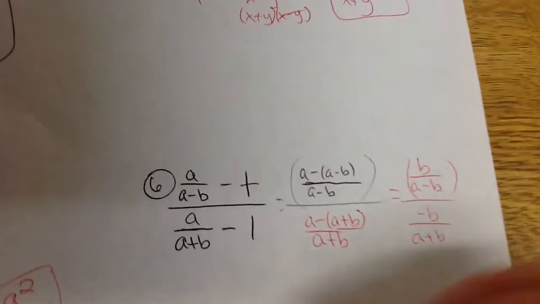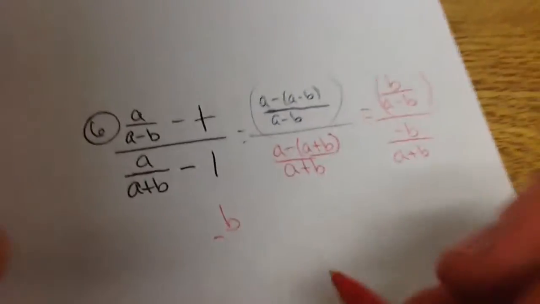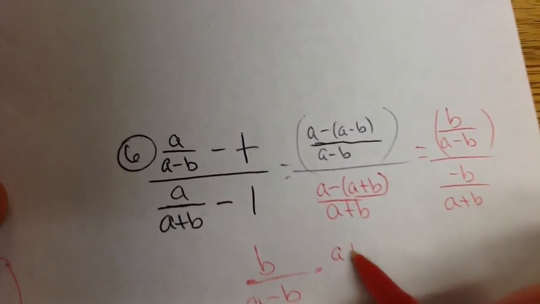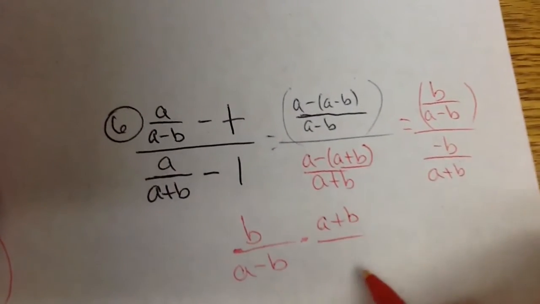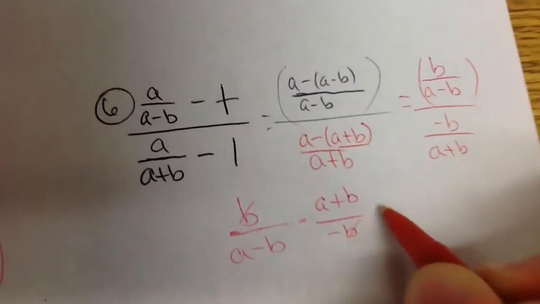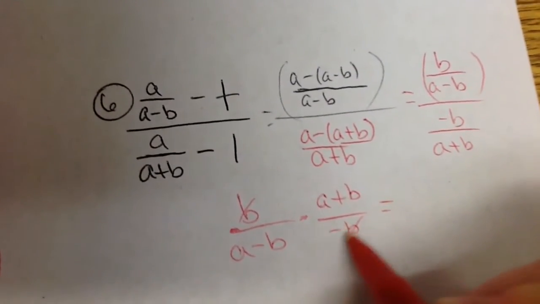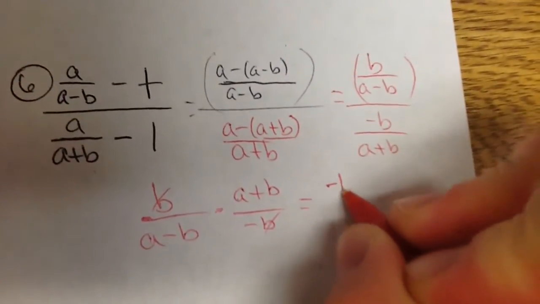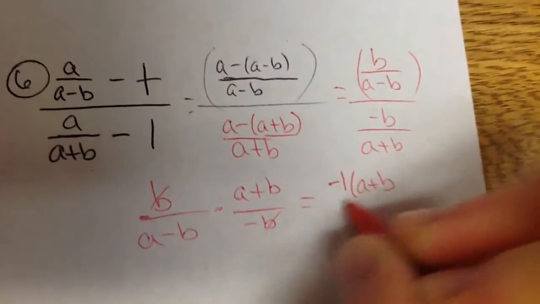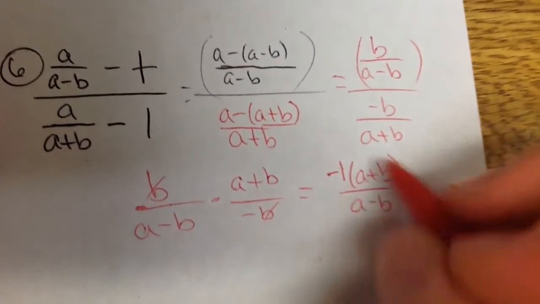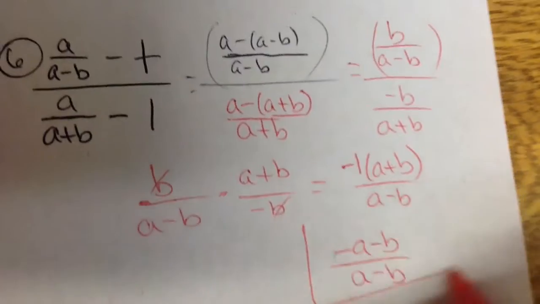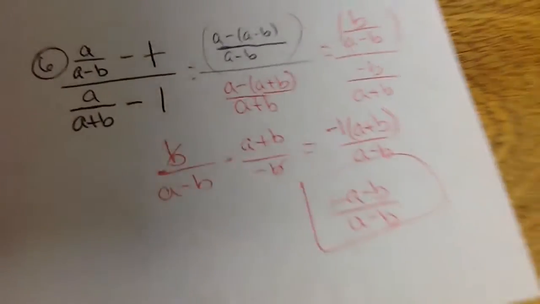Flip and multiply, so I have b over a minus b times a plus b over negative b. Those are gone. So I'm going to have a negative 1 here. So how you handle that? You can do negative 1 times a plus b over a minus b, or you could go negative a minus b over a minus b. I'd probably go with that.